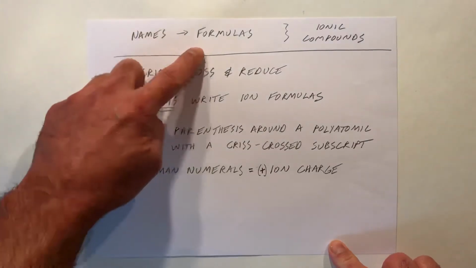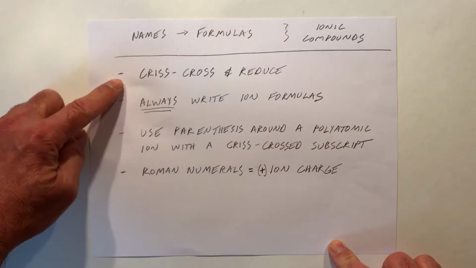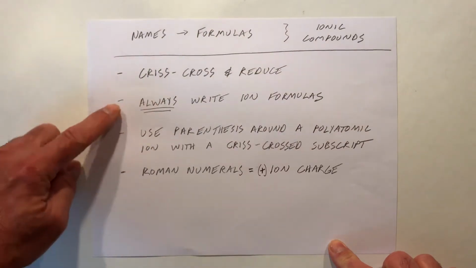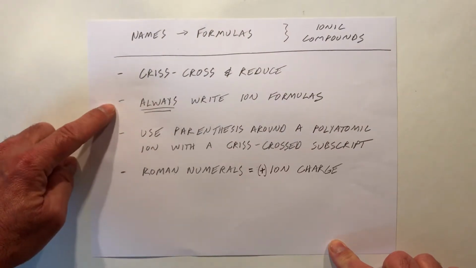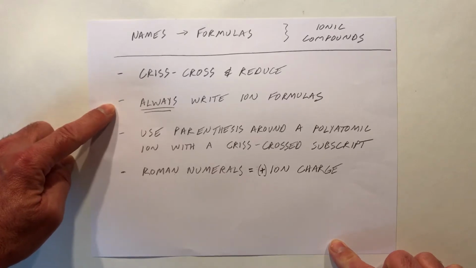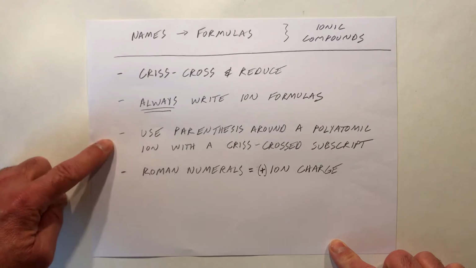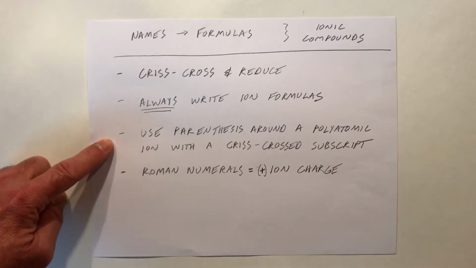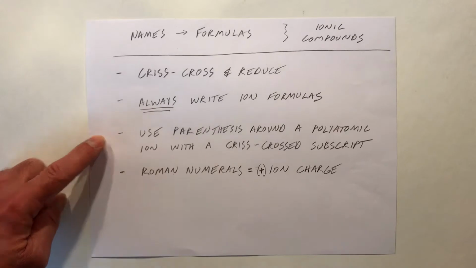So to turn chemical names into formulas for ionic compounds, we're going to use the crisscross and reduce method. We're going to always write out the ion formulas before we figure out the compound formula. We're going to use parentheses around polyatomic ions whenever we crisscross a subscript and write it outside of those ions. So for example, if you have SO4 and you want to put a number outside of that in a compound formula, we have to put that SO4 in parentheses.